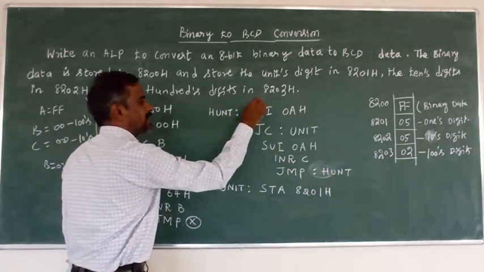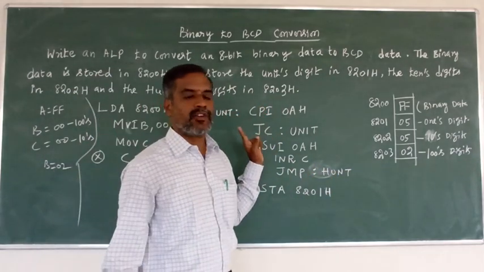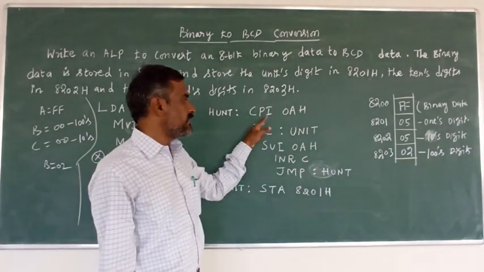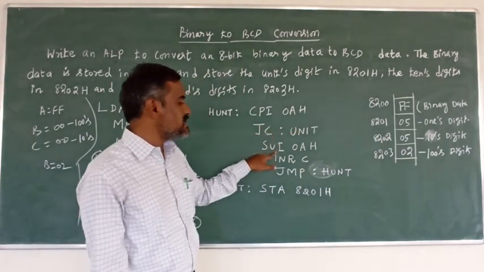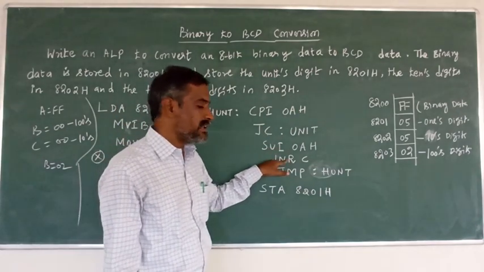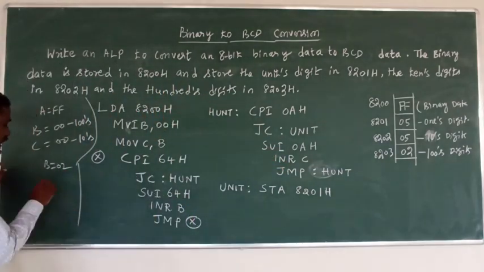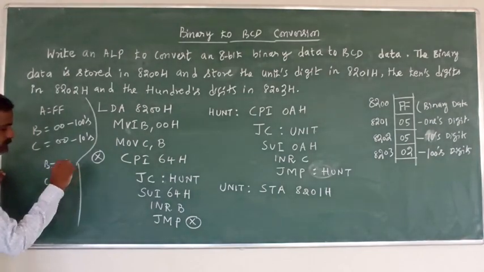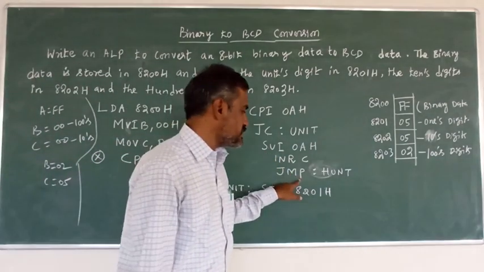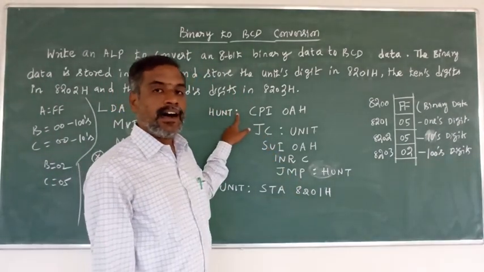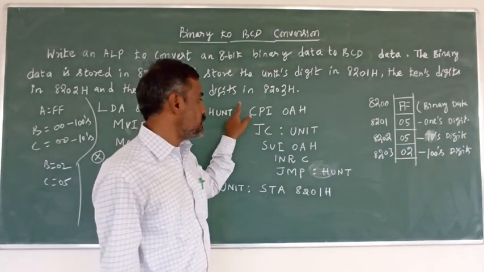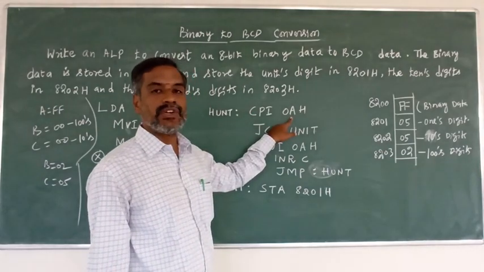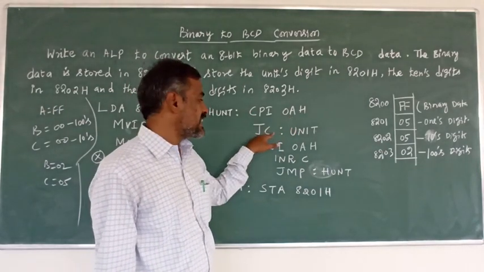Again compare the accumulator with 10. Accumulator 45, 45 compared with 10. Here the carry flag is reset. Reset means again subtract. It will increment the C register content up to 5 times. After 5 times, okay, jump to here. After 5 times, now the accumulator data will be 05. Now 05 compared with 0A. 0A means 10. Here the carry flag will be set.